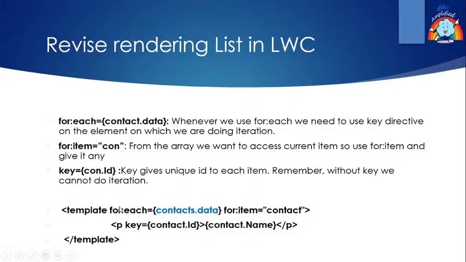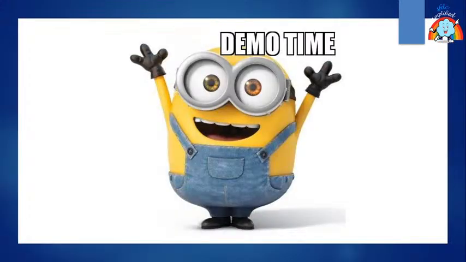Just to revise, whenever we use for:each, we are iterating, and then we are using key, which is compulsory and unique, and for:item is holding the current item. This is the syntax, this is how we use it for iterating the list. Now that we are good here, let's start with the demo.